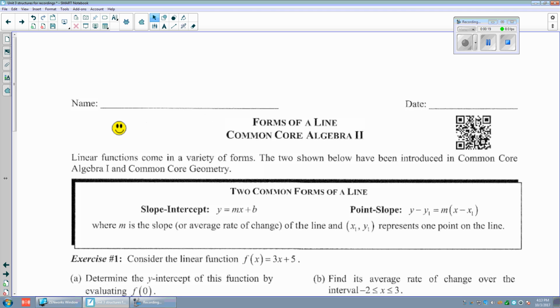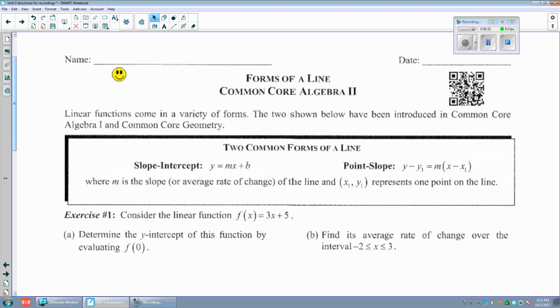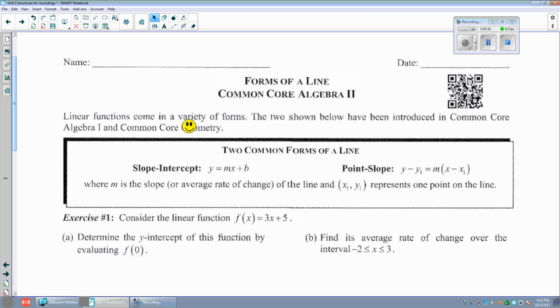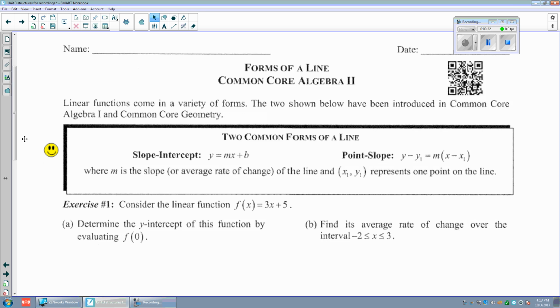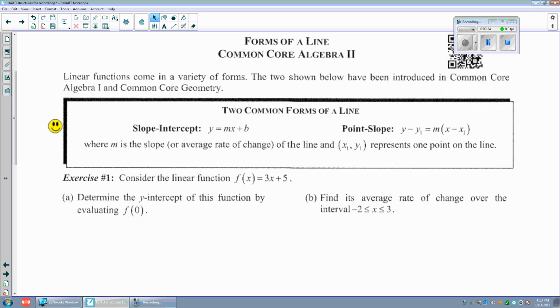What? I thought there's only one kind of line. Linear functions come in a variety of forms. Two shown below have been used in Common Core Algebra and Common Core Geometry. First one is slope-intercept: y equals mx plus b. Why is it called slope-intercept? Because there's the slope and there's the y-intercept. The second one is called point slope. Why is it called point slope? Because there's the y value and the x value of the point, and there is the slope. It's named by its parts.